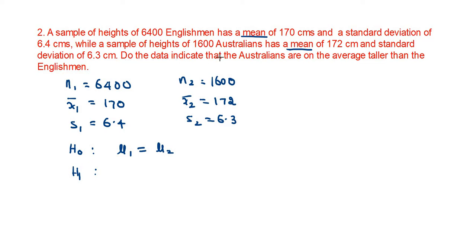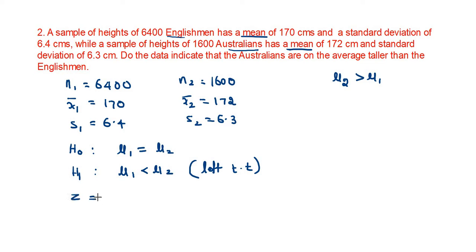Here the question is, do the data indicate that the Australians are on the average taller than the Englishmen? The question is, Australians are taller than the Englishmen or not? Here we are taking Englishmen as sample 1, Australians as sample 2. So we have sample 2, mu2, mean of the sample 2. Mu2 should be greater than mu1 or not is the question. So always we'll write the first sample first. So mu1 is less than mu2 is our H1 alternative hypothesis, which is a one-tailed test, left-tailed test. So in this problem, mu1 is less than mu2. That is left-tail test.